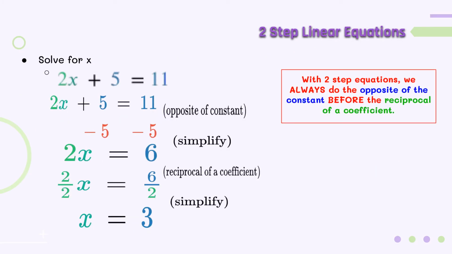So here we're at two-step linear equations. So solve for x. 2x plus 5 is equal to 11. Now we have two steps. We have a coefficient and we also have a constant. With two-step linear equations, we always do the opposite of the constant before the reciprocal of a coefficient. So it's basically the inverse or the reverse order of operations.